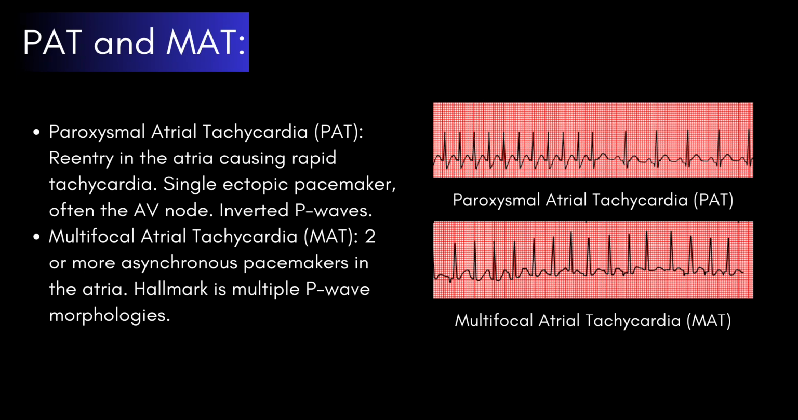Let's take a look at paroxysmal atrial tachycardias and multifocal atrial tachycardias. Paroxysmal atrial tachycardia, PAT. Reentry in the atria causing rapid tachycardia. Single ectopic pacemaker, often the AV node. Inverted P waves. Multifocal atrial tachycardia, MAT. Two or more asynchronous pacemakers in the atria. Hallmark is multiple P wave morphologies.